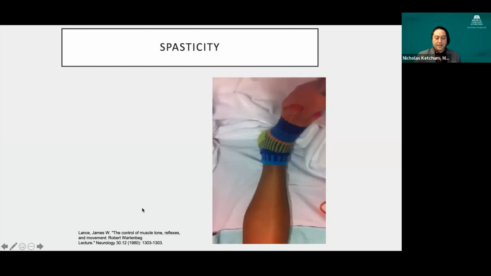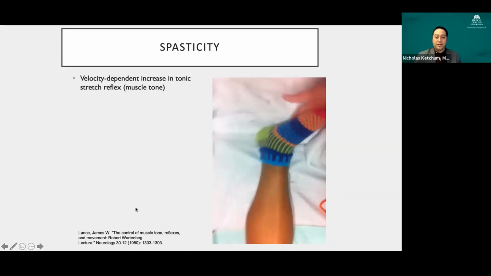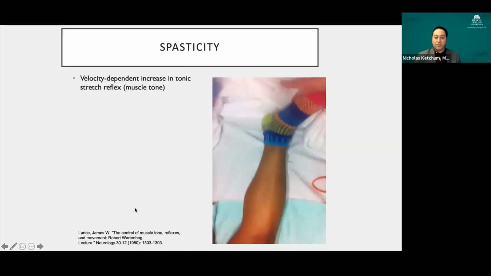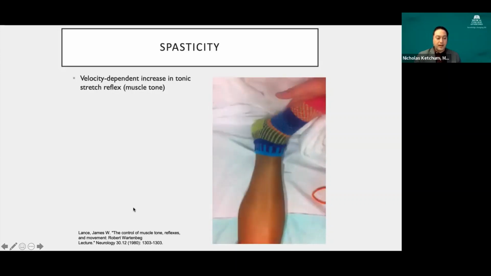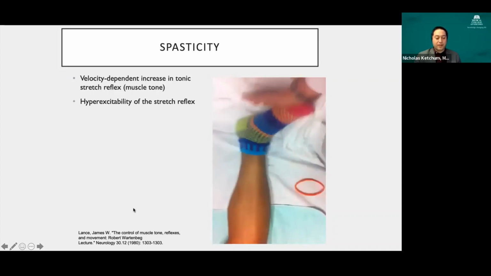So again, what is spasticity? Spasticity, by Lance back in 1980, is a velocity-dependent increase in tonic stretch reflex, or increase in muscle tone, and it is in part a hyperexcitability of the stretch reflex.